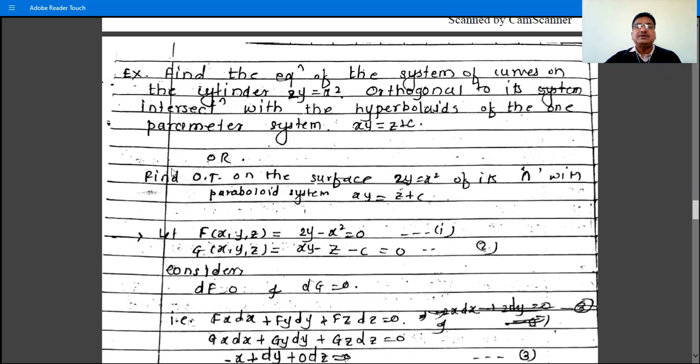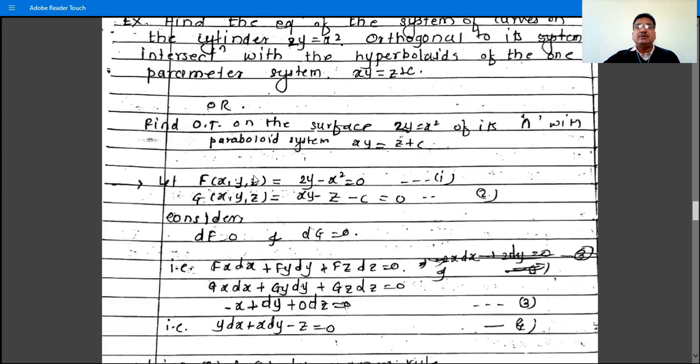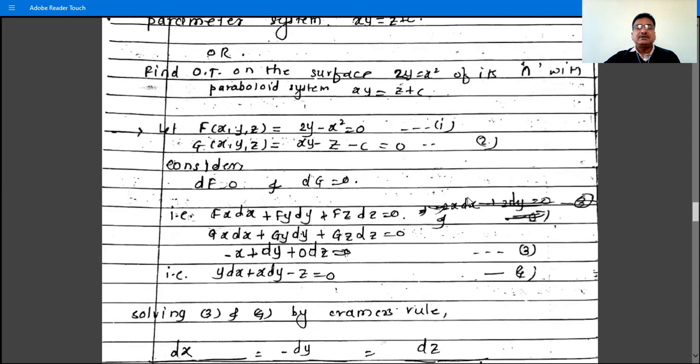Another form of the question is: find the orthogonal trajectory on the surface 2y = x² of its intersection with the paraboloid system xy = z + c. So the equation of the surface is 2y − x². Denote it by capital F, and by using capital G denote the equation of the curve xy − z − c = 0. So these are equations 1 and 2.